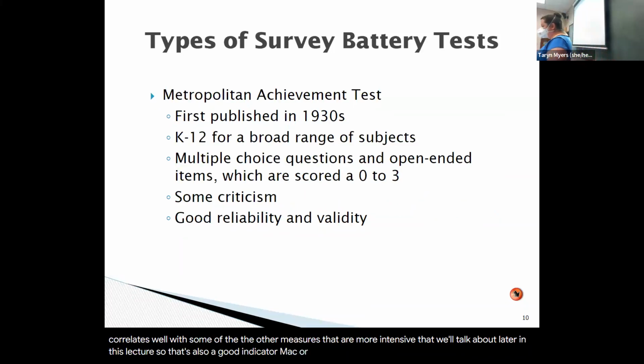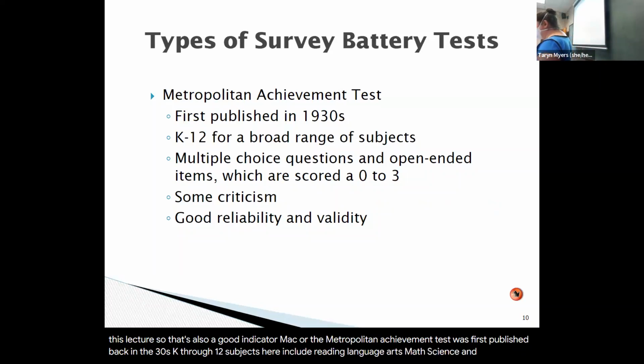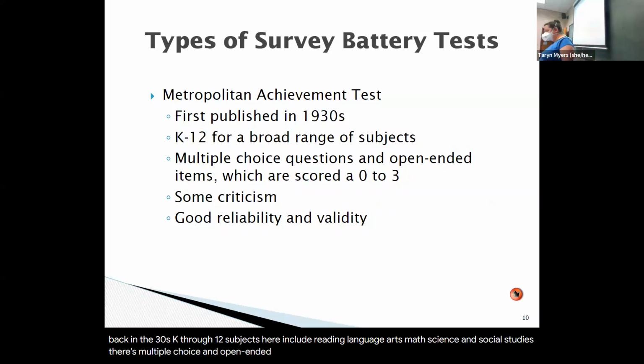The MAT, or the Metropolitan Achievement Test, was first published back in the 30s. K through 12. Subjects here include reading, language arts, math, science, and social studies. There's multiple choice and open-ended items. The open-ended items are scored on 0 to 3. There is some criticism here.